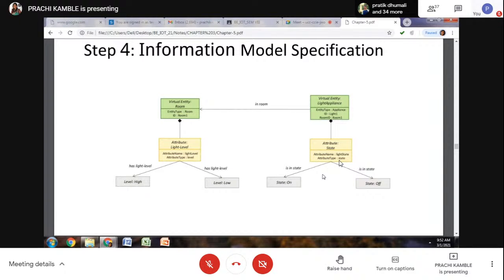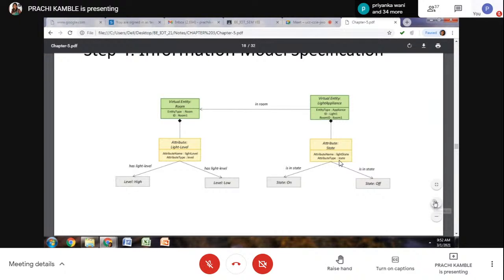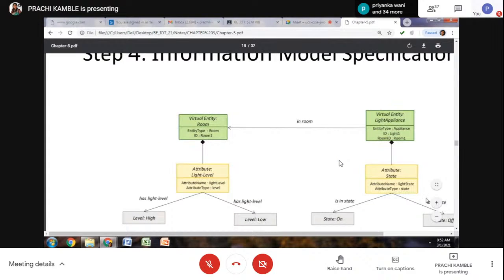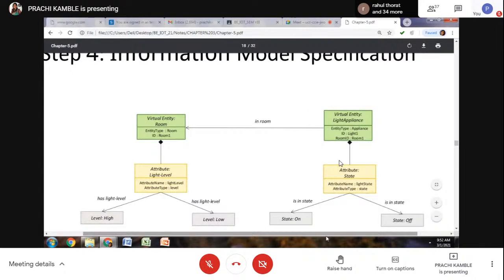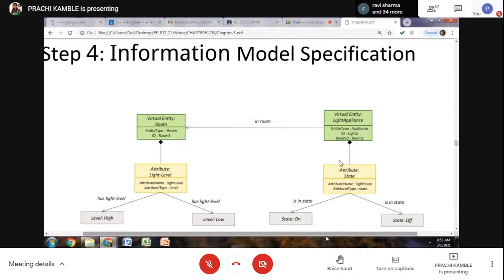Again, I'm giving you 2 minutes. Look closely at this diagram, which is very important to understand. Here you will get a clear idea of what the attributes are and how they work together, and what the role of the virtual entity is.